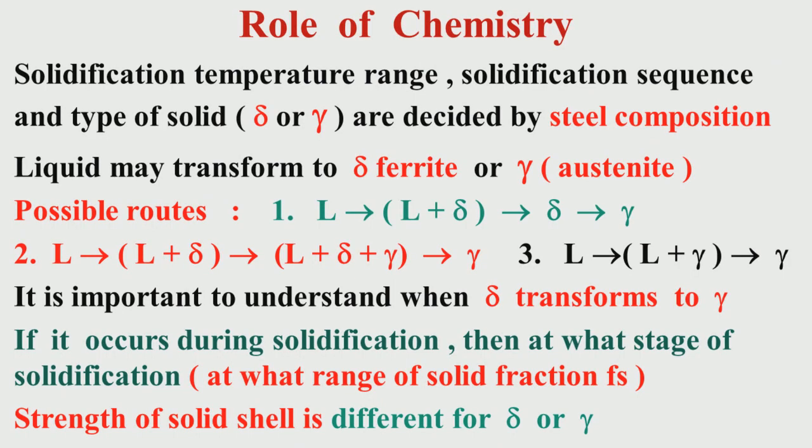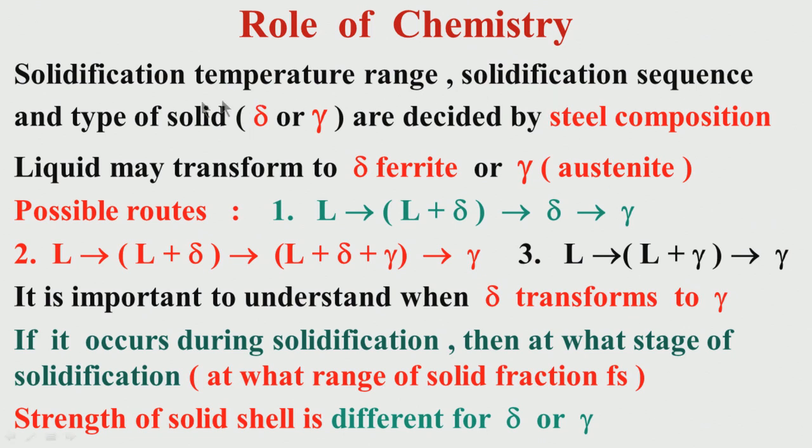So the solidification temperature range and the solidification sequence, that means the type of solid, whether it is delta or gamma, are decided by the steel composition. When you are cooling a steel from liquid to solid, I will come to the iron carbon diagram, and it will be more clear then. What is important is to understand that depending on the carbon, it can come through delta solidification or gamma solidification or something in between. So what are the possible routes? Let us try to see.